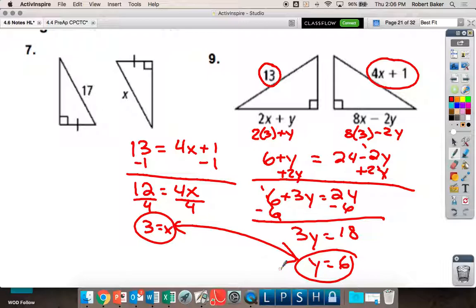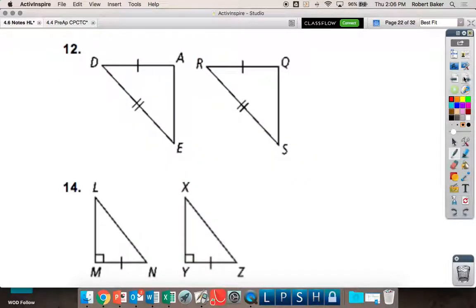Okay, the last part says you need to add 1 additional piece of information to prove these two triangles are congruent. So for number 12, what else do I need to know for those two triangles to be congruent by the HL shortcut? They're not right triangles? I have to put the little square. I have to say, hey bro, it's a right triangle. Now it's hypotenuse leg shortcut.